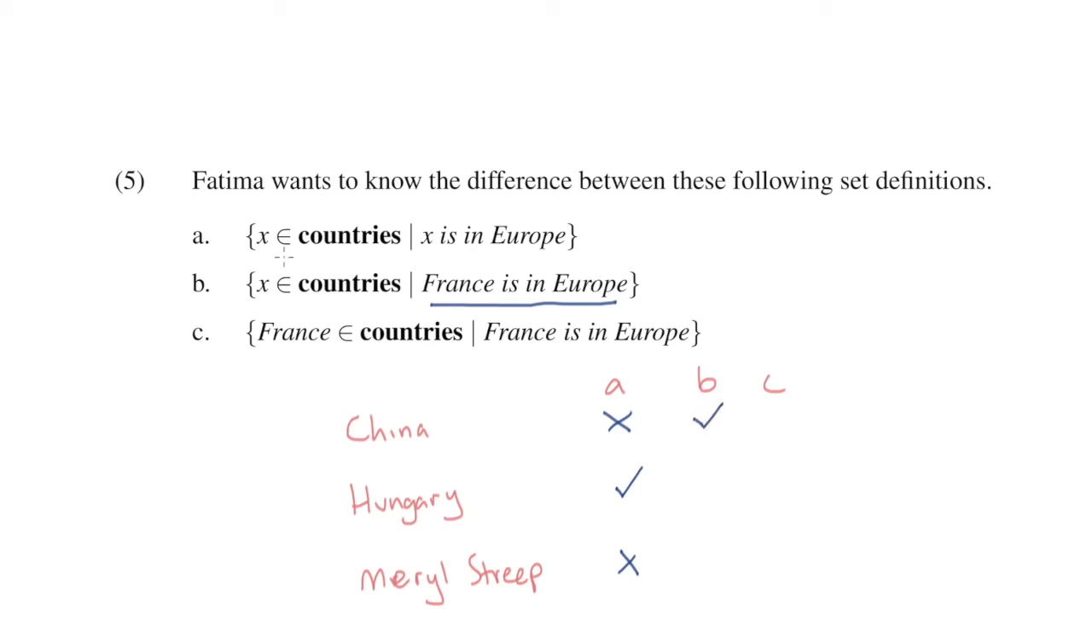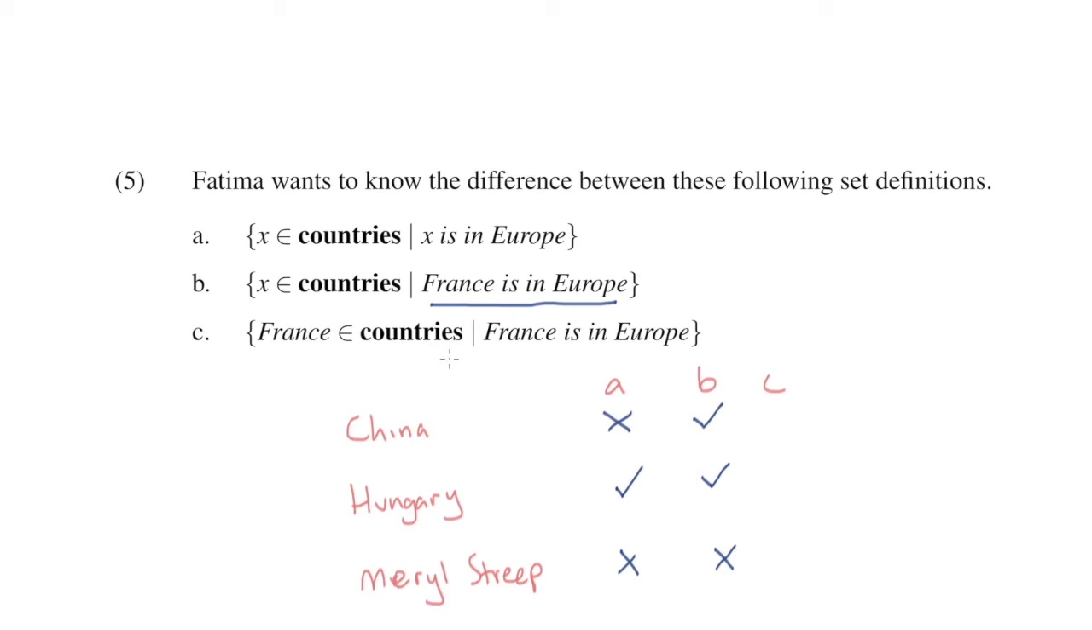So let's look at the second one. Hungary is in countries. And then we test the condition. Is the condition true? France is in Europe. Yes, that is true. So Hungary is there as well. Let's try Meryl Streep. Well, Meryl Streep, again, is not in our original set that we're building from. She's not a country. So she's not going to be in the new set either.